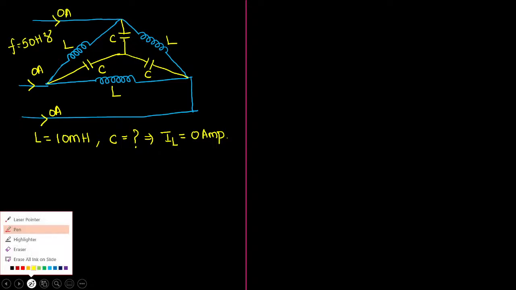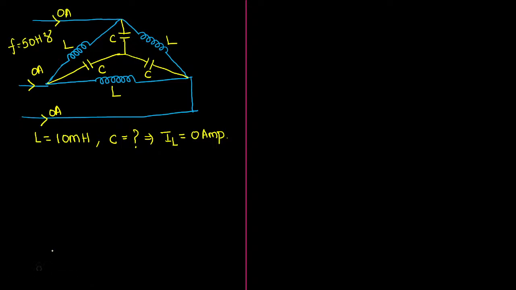Let me try to bring the answer for this question. Actually, what they told, they had given some clue. The clue is, sir, the line current will become 0 ampere. They clearly told all the line current will become 0 ampere. So I'm just asking you, forget about the star and delta connection altogether.